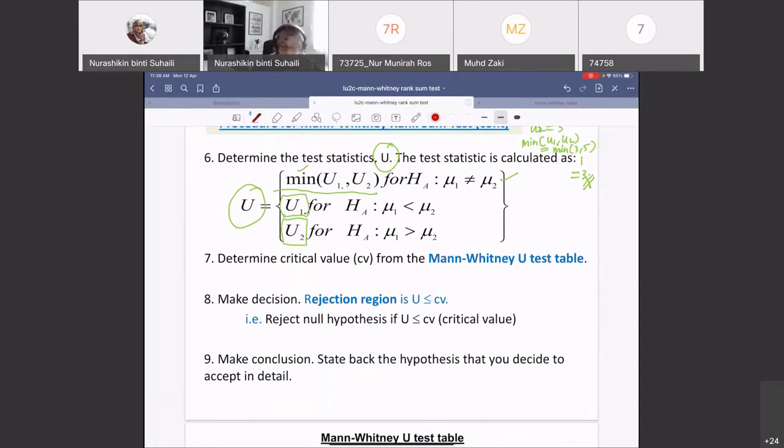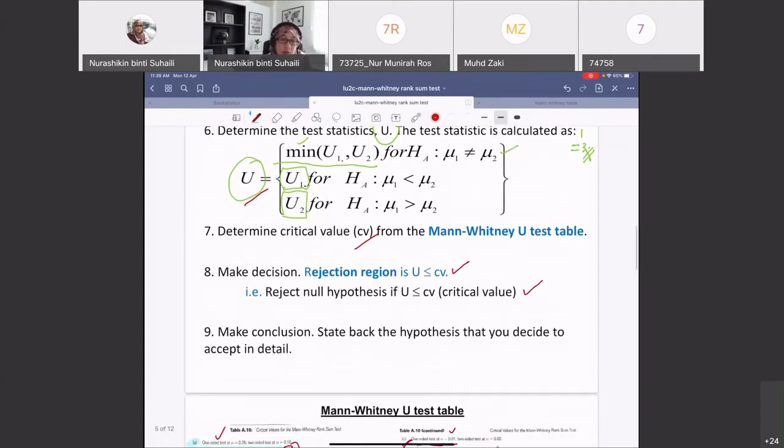After you have determined U and determined CV, you have to compare the U and CV. The decision rule is based on this basis. If the U value is less than CV, then you have to reject the null hypothesis. And the other way around: if it is greater, then you accept the null hypothesis. This is the rule of thumb for the comparison.